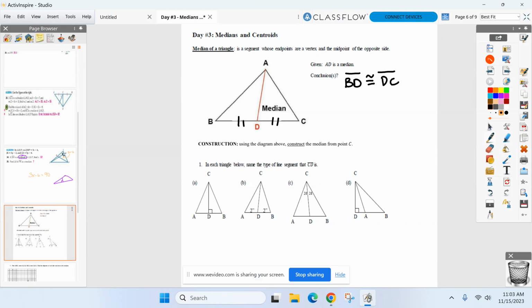Notice I am not putting a right angle up there. It is not an altitude. Medians only go to midpoints. They are not perpendicular.